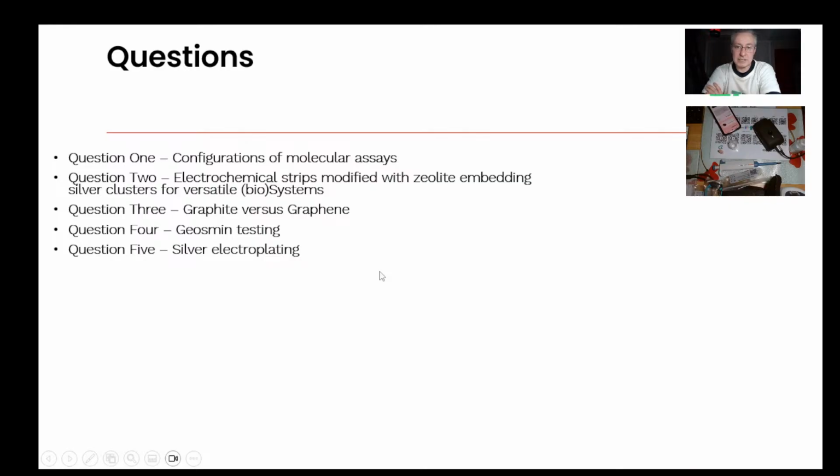Silver electroplating. Somebody's trying to electroplate silver and they're getting a rough surface. If you're getting a rough surface when doing silver plating, you're probably just doing it at too high a current density.